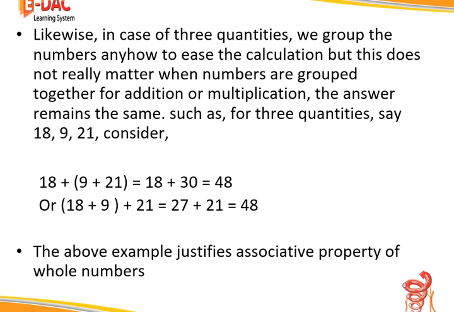Such as for three quantities, say 18, 9, 21, let's consider 18 plus (9 plus 21), which is equal to 18 plus 30, which is equal to 48. Now (18 plus 9) plus 21. So we will first add 18 plus 9 and then plus 21, which is equal to 27 plus 21, which is equal to 48. Now the above example justifies the associative property of whole numbers.